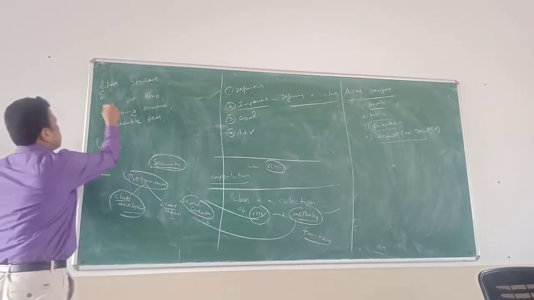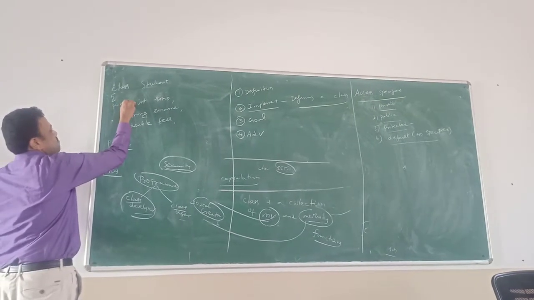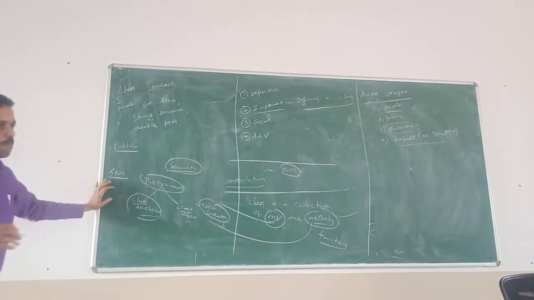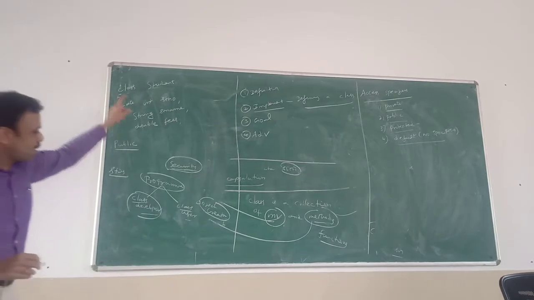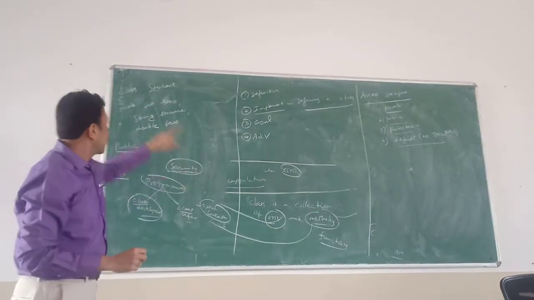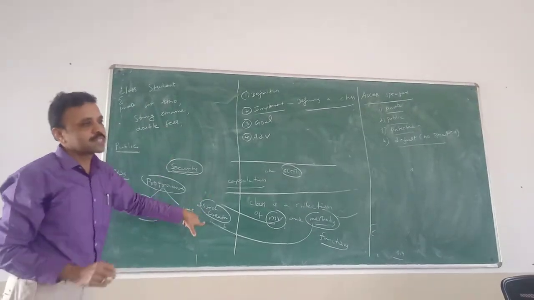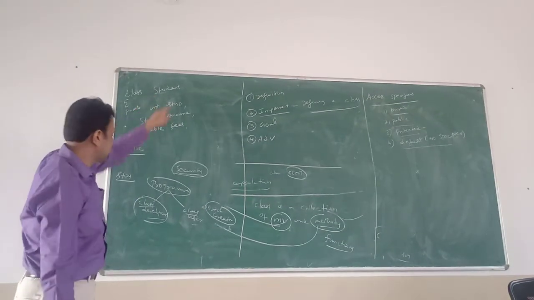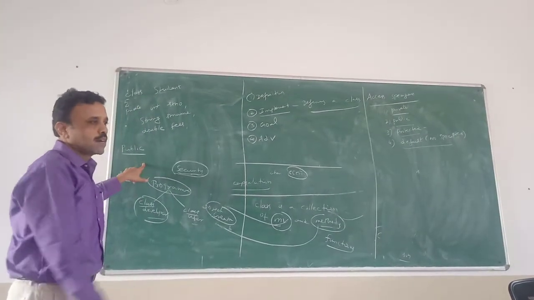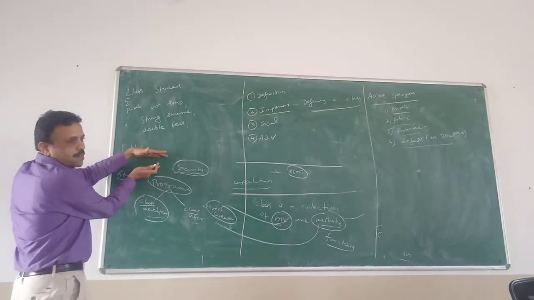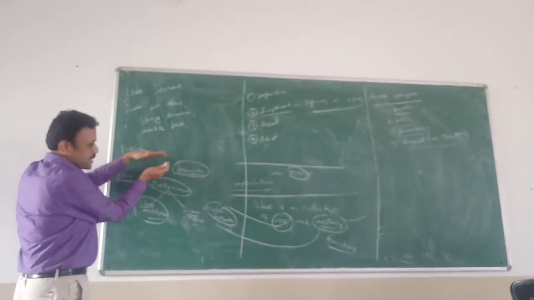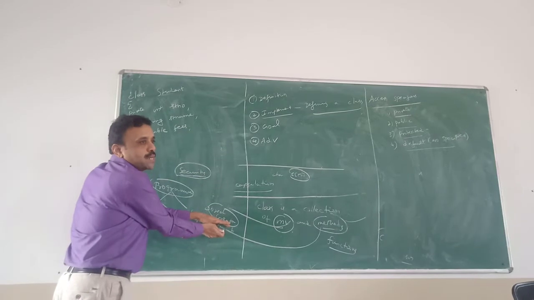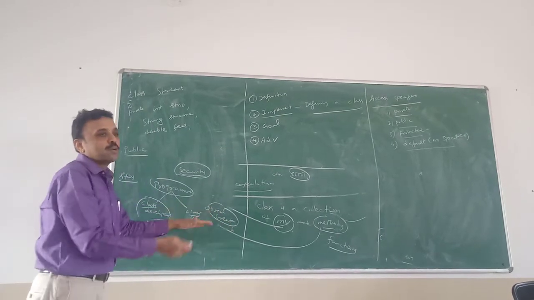So when we keep private here, what does it mean? This object creator cannot do whatever operation he wants. He can do the operations which are defined by this class developer. Whatever methods are there, whatever operations are defined, only those operations can be performed by this object creator. He cannot do his own operation.